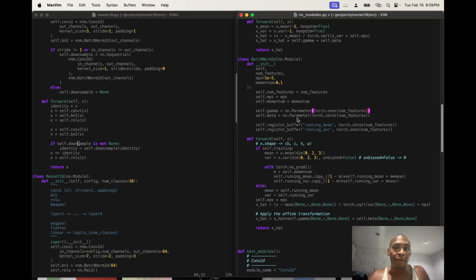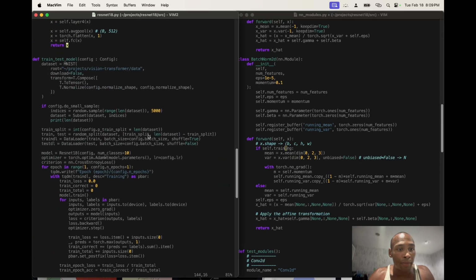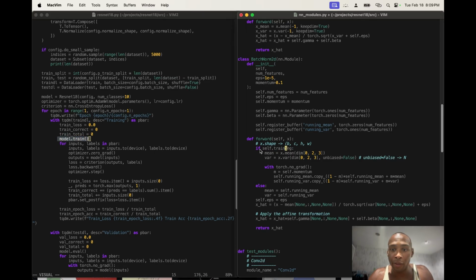Then we make sure that running mean and running variance are register buffers. Training. By the way, self.training is a property of the parent class module, and it's going to be automatically switched to true or false depending on when we call model.train. Right, model.train sets that boolean to true or false. And then we calculate, so we have batch, C, which is number of features, height and width. So we average across batch, height, width, right?